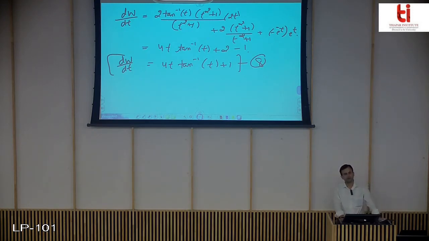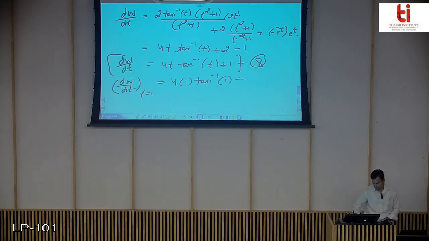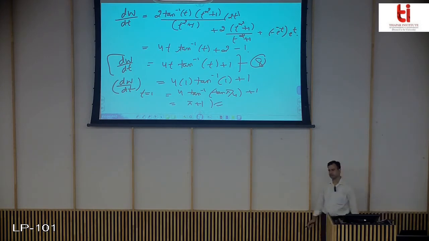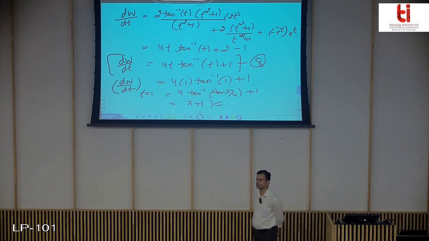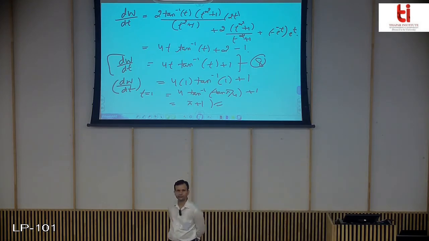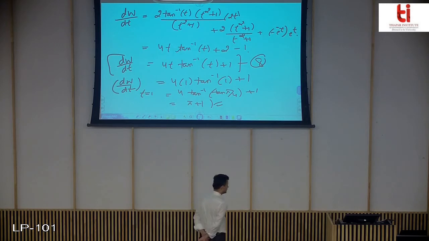So now you have got dw by dt in terms of variable t, and now you can easily find its value. It has been given to find its value at t equals to 1. So at t equals 1, it is tan inverse tan pi by 4 plus 1, and this is pi plus 1. So you can see here how we can use the chain rule to find the derivative of the function.